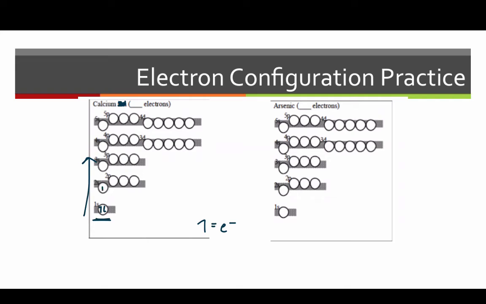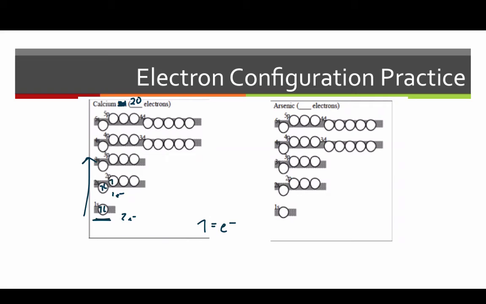I'm going to start to fill in the 2s orbital. And I want to go all the way up until I get to 20 electrons, because that's how many calcium is going to have. Right now I've used 2 here, and I've used 2 here. So we're not really anywhere close. So we need to keep going up our energy ladder.